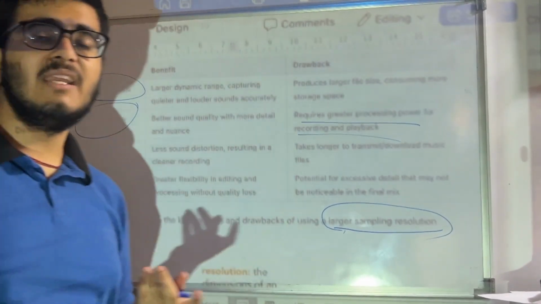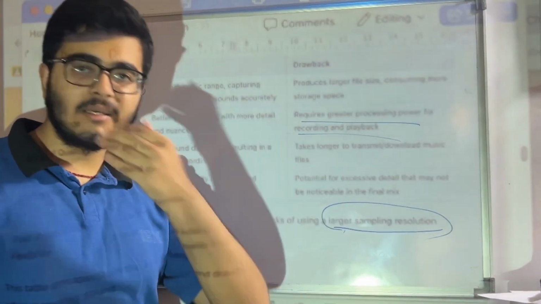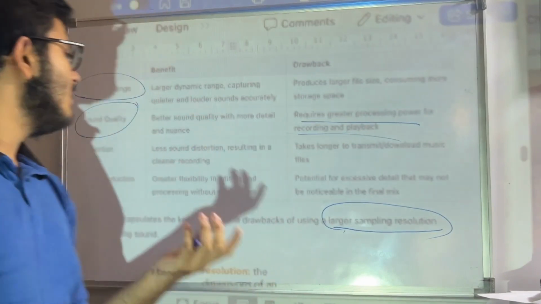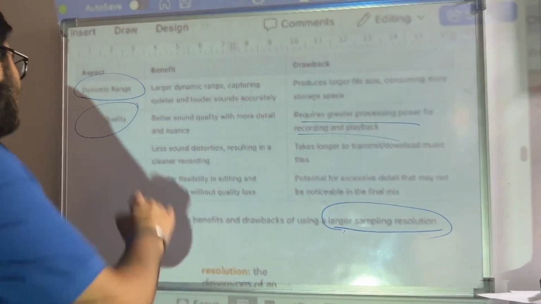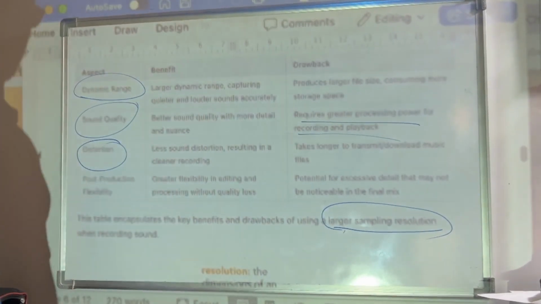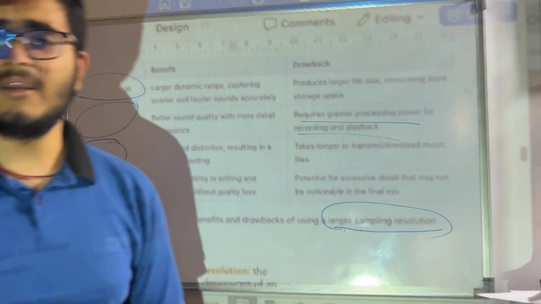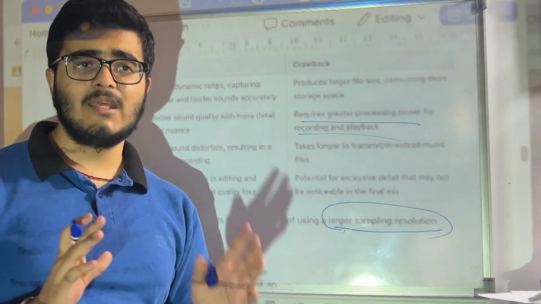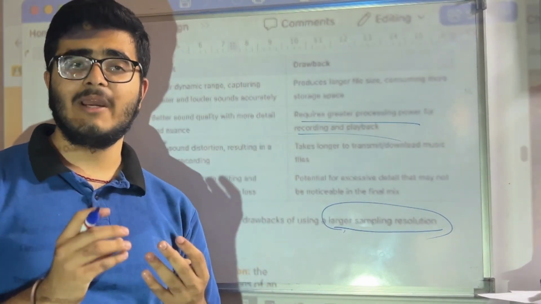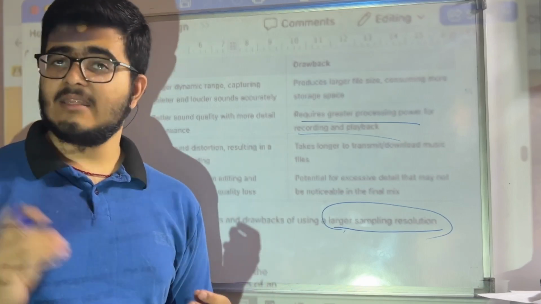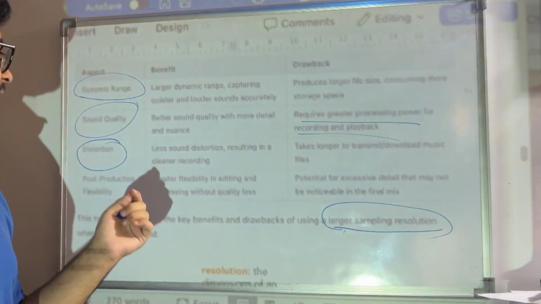What if my system is very weak? It cannot give more bits. It cannot store more sound resolution. Then it will increase sound distortion. What is sound distortion? Sometimes if you are recording sound on your mobile, you must have seen there might be some drizzling of the sound, or some wiggling, right? That is known as distortion, right?